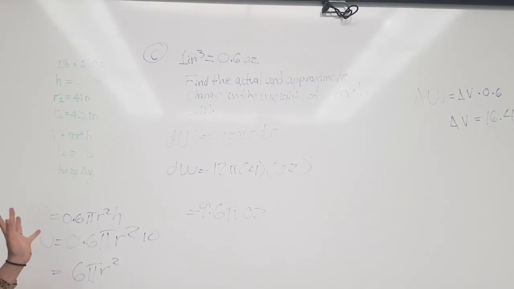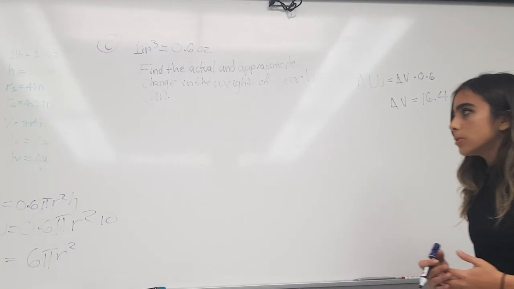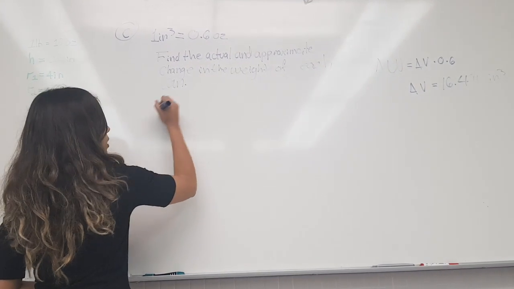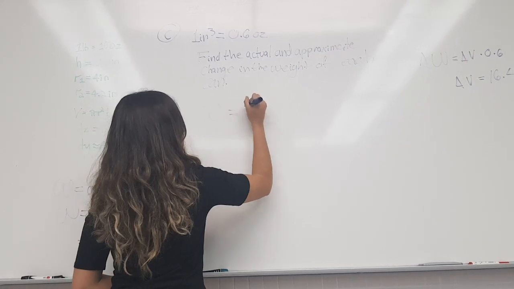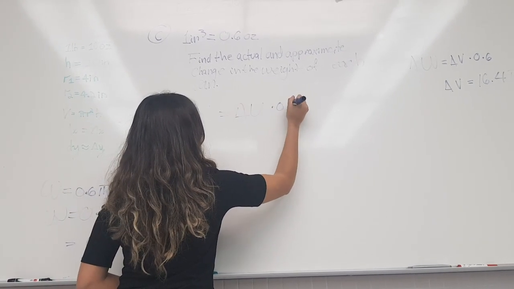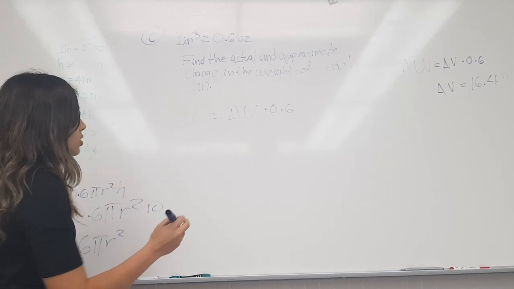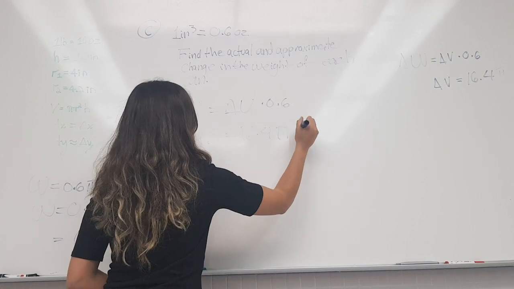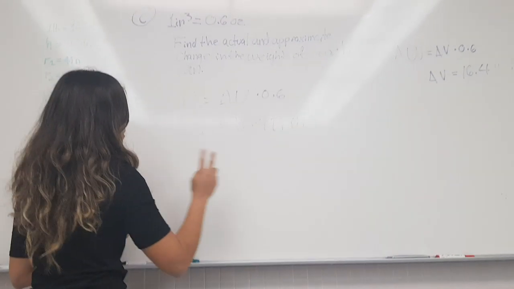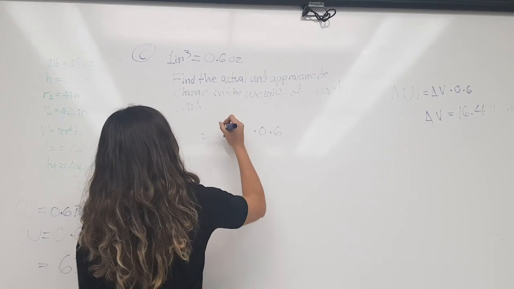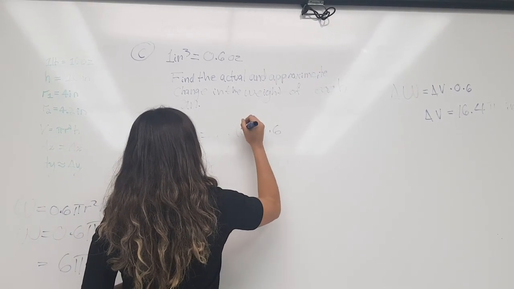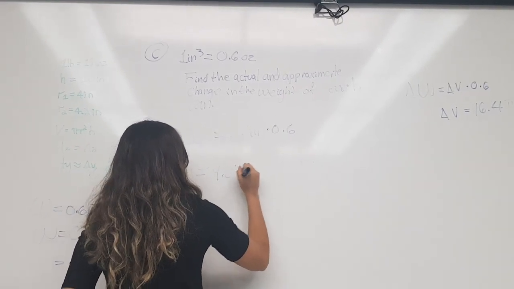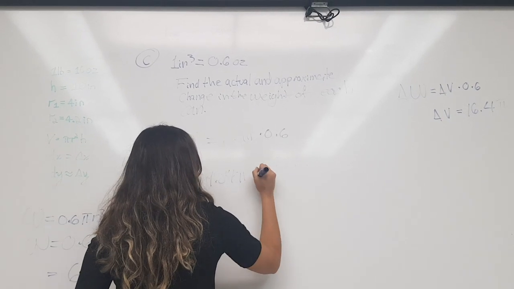Now, this is the approximate change. The problem also asks us to get the exact change. The exact change in weight is given by the change in weight equals the change in volume times 0.6. As we got from the previous part of the problem, the change in volume is equal to 16.4 pi inches cubed. When we rewrite this, we get 16.4 pi times 0.6, which is equal to 9.84 pi ounces.